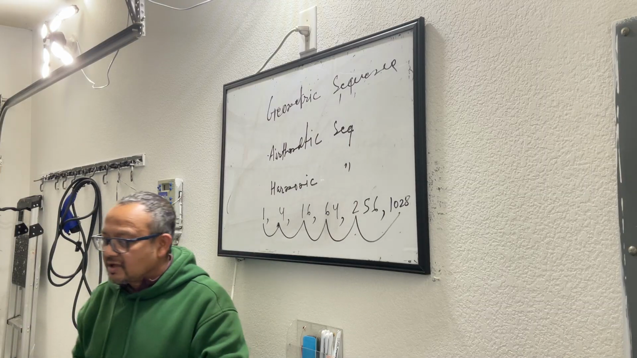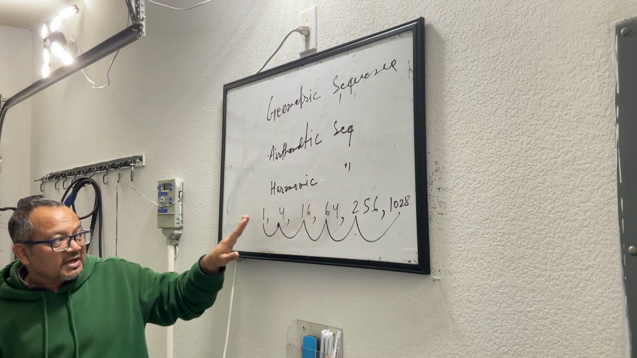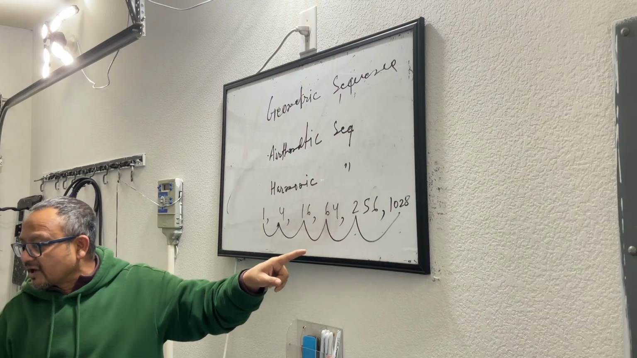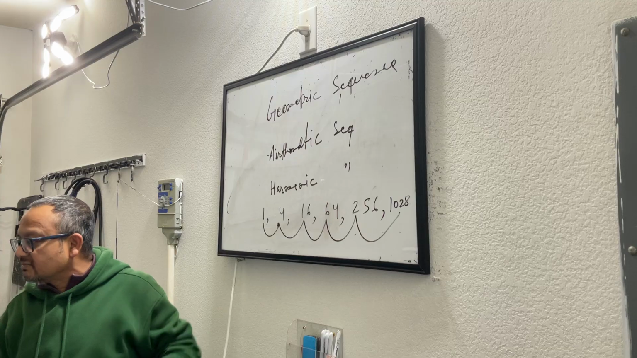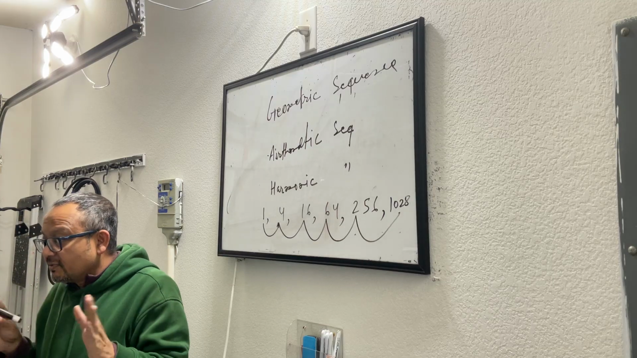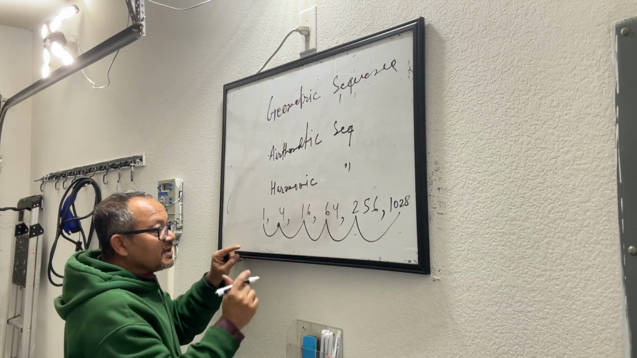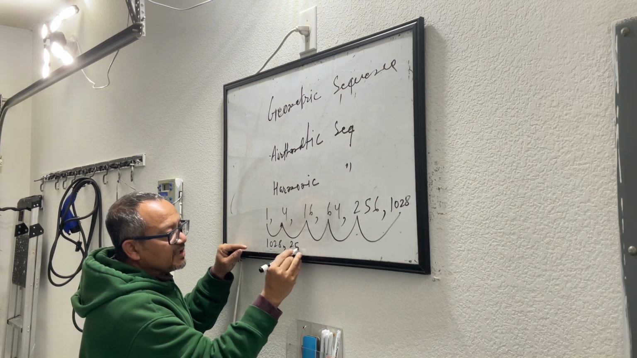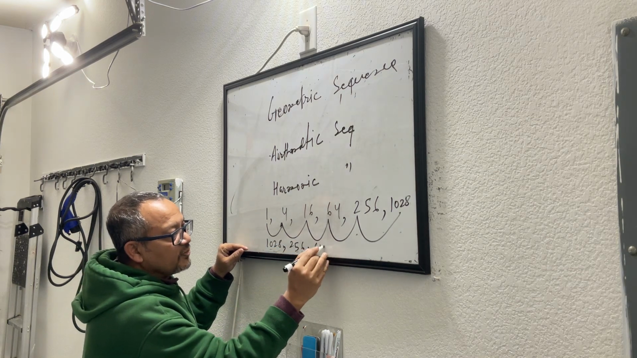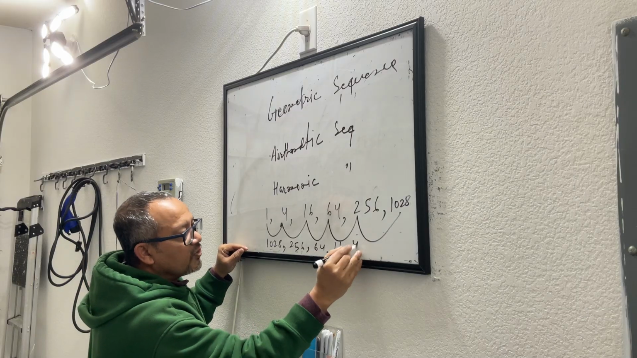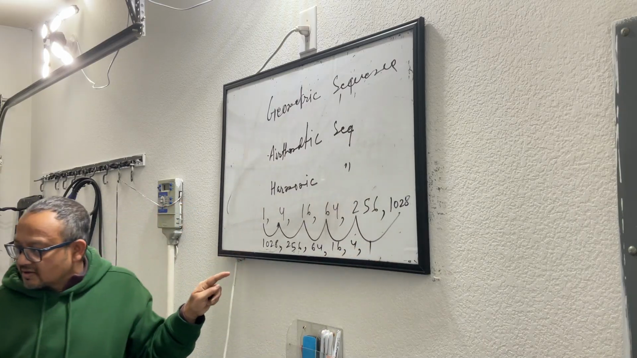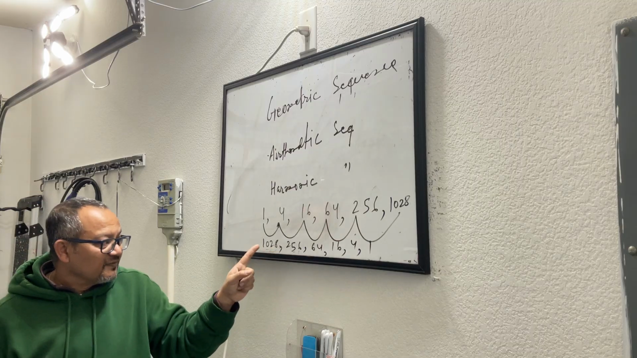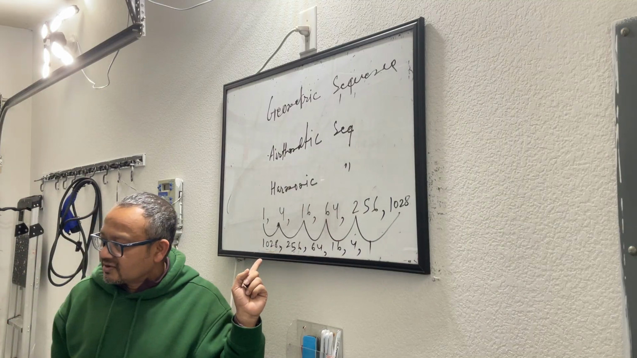Yeah. Geometric sequence is a sequence of numbers where you can get the next number by multiplying or dividing the previous number by something. Okay. So it's not only about multiplying. You might have a sequence which is written in the reverse order. 1028, 256, 64, 16, 4, 1. This is also a geometric sequence because you are getting the next number by dividing the previous number by 4. Okay.